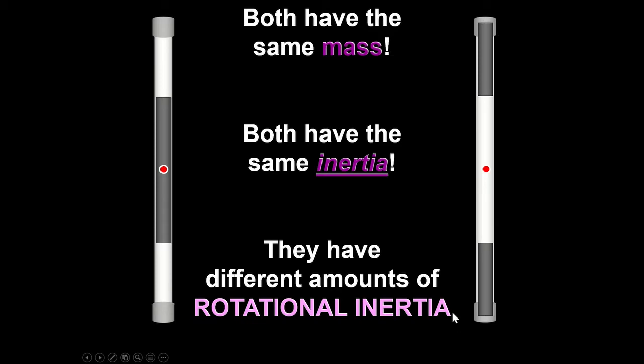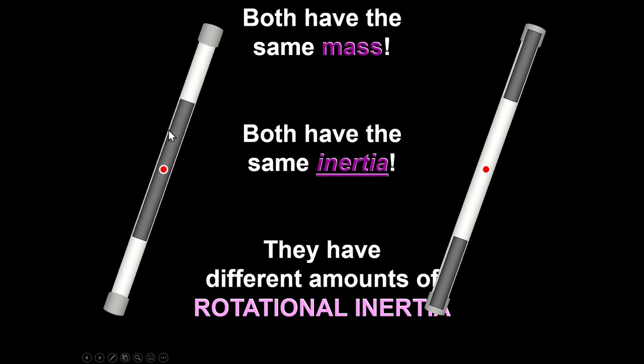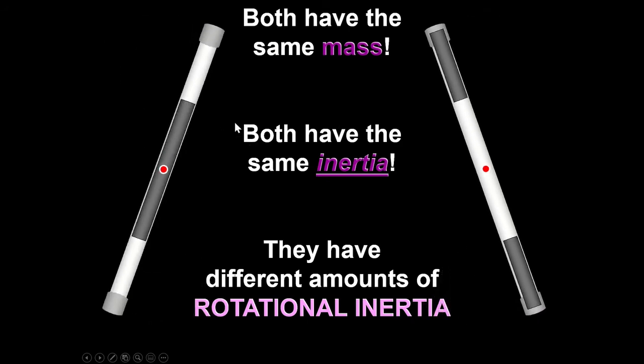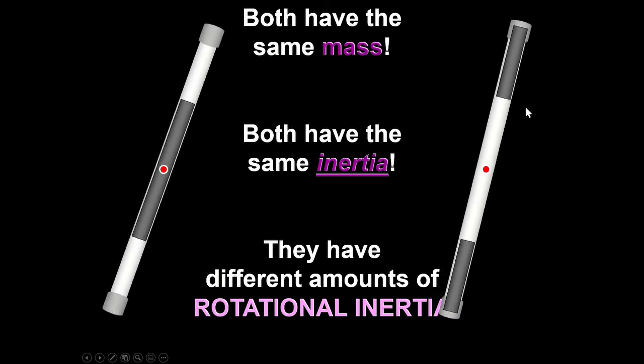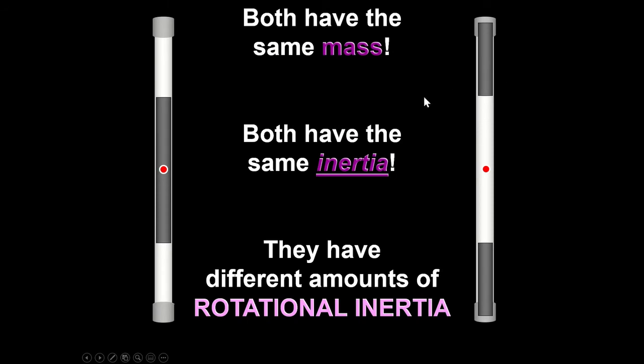So they had the same mass, but where that mass was located gave it different amounts of rotational inertia. This one's going to be very easy to accelerate angularly back and forth, and this one's going to resist accelerating angularly back and forth. And again, it has to do with how far that mass is from the pivot point, or where that mass is distributed.